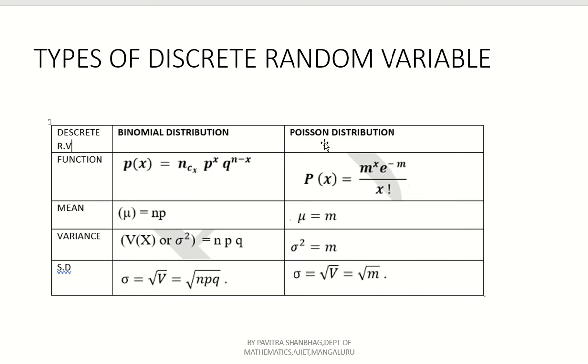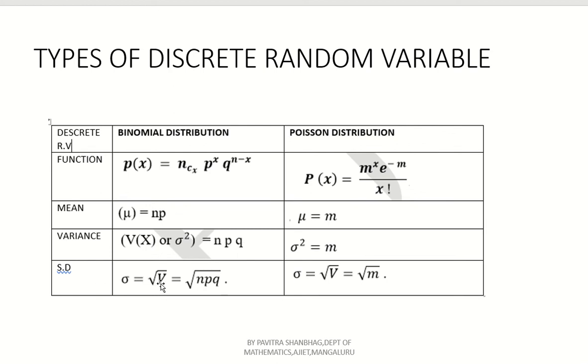For Poisson distribution, P of x is nothing but e power minus m, m power x divided by x factorial. Here, what is meant by m? m is nothing but the mean. Now what is the mean? m is nothing but np, mean only. This is the extension of binomial distribution. Poisson distribution is an extension of the binomial distribution. Now here, the mean of binomial distribution is mu equal to np. Variance of binomial distribution is V of x or sigma square equal to npq. And what is the standard deviation of this?